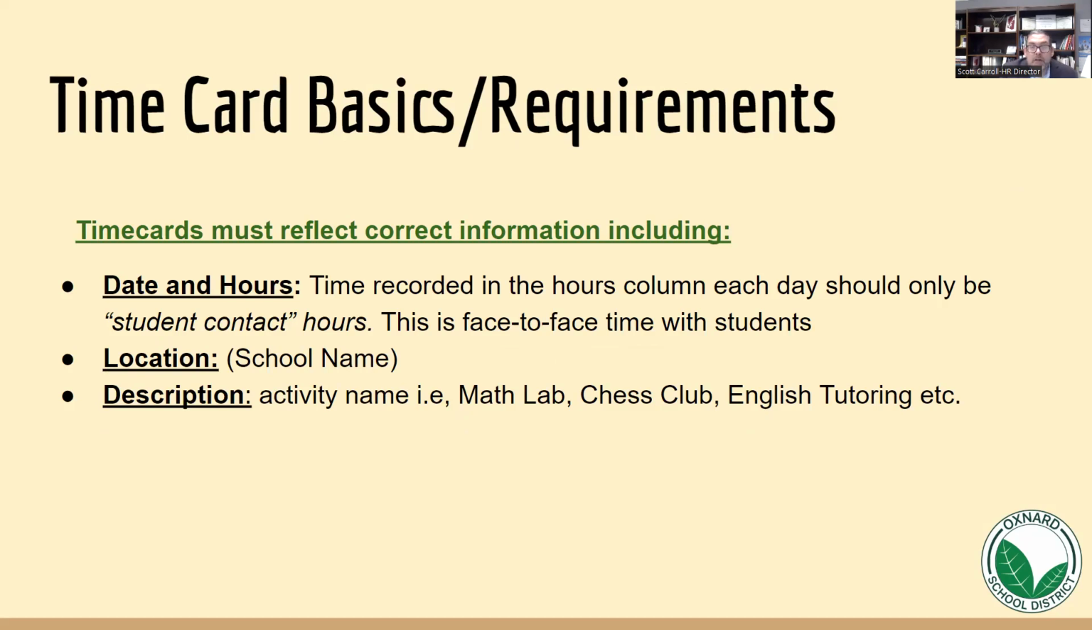You also want to include the location. This is the school name, so not your classroom number, but the school in which you're providing the activity. So McKenna or Lopez or Fremont, whatever school you're working at, will go in the location. The description is going to be a short description of the activity that you're doing that's been approved by your principal. So whatever you share with your principal as your activity, you will include in there. Once again, you'll see this as an example in a couple moments.